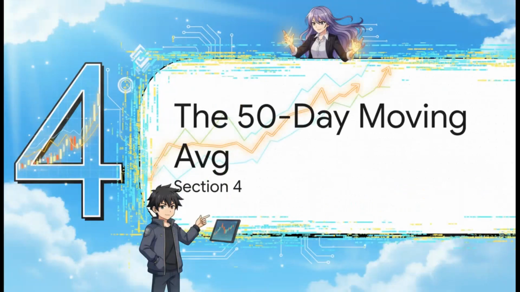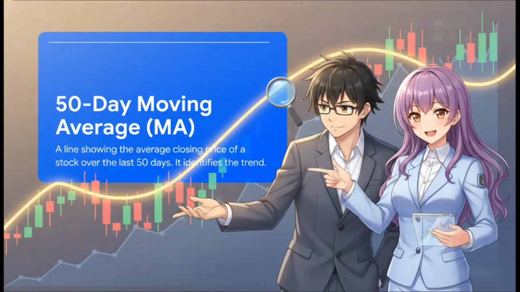And now, it's time for the secret sauce. The one simple line that puts everything we just talked about into context. Welcome to section 4, the 50-day moving average. Okay, 50-day moving average sounds super technical, but it's not. All it is, is a smooth line that shows the average price of a stock over the last 50 trading days. You don't need to calculate it, the chart does it for you. Its only job is to help us see the overall trend at a glance.